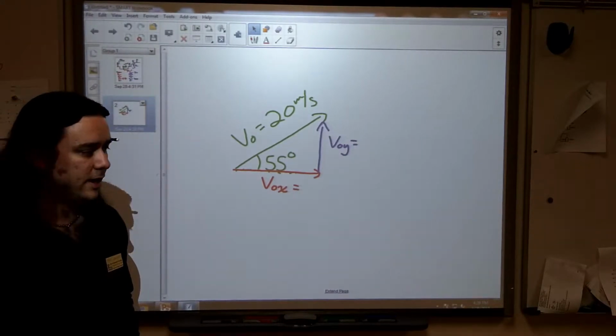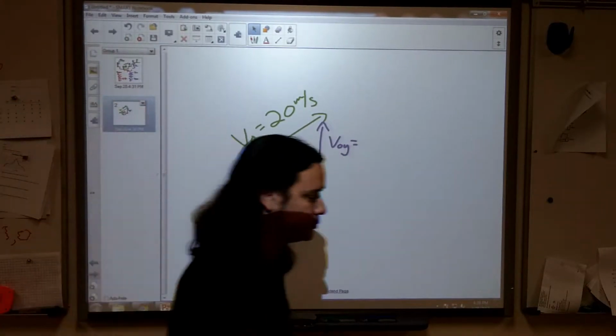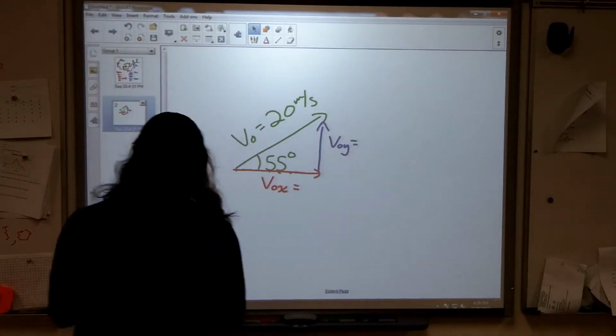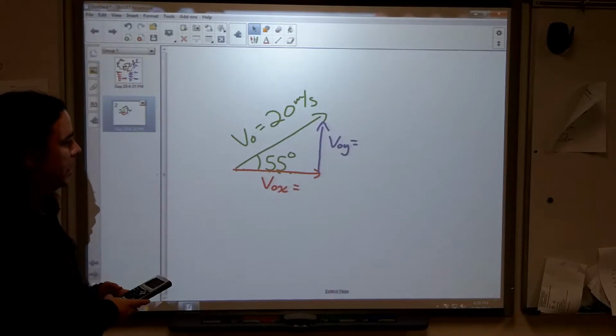I realize that I have moved my calculator. Oh, there it is. Be right back. Haha! Calculator.